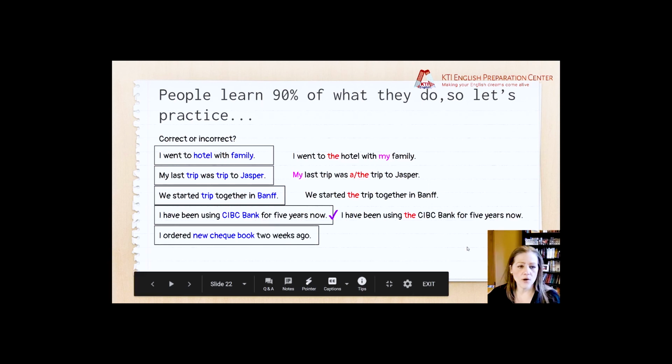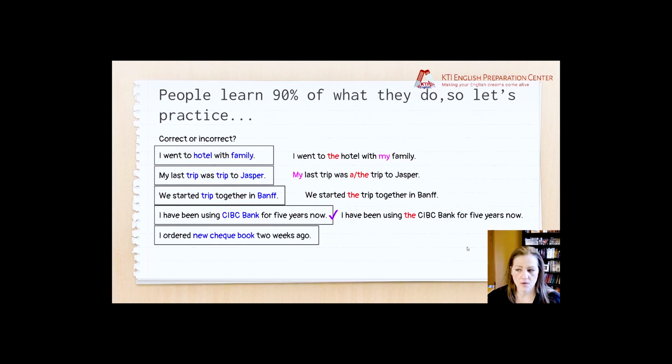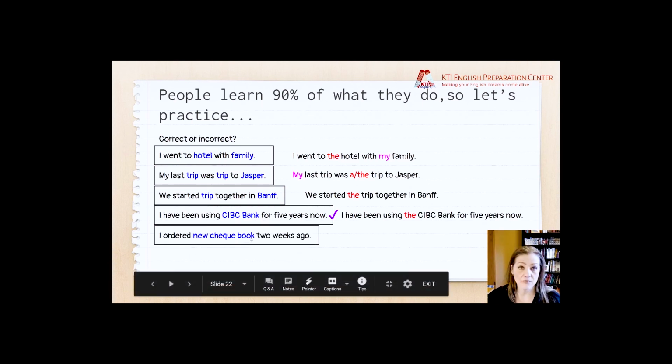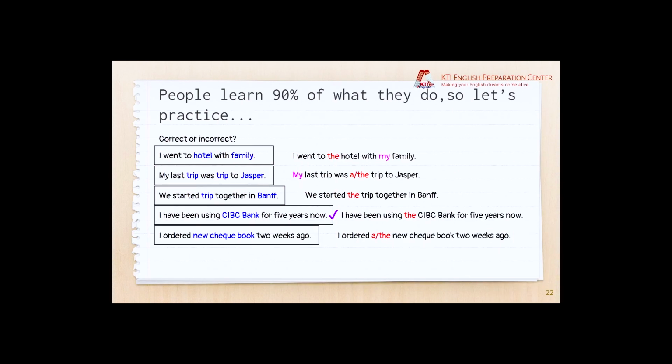Next one. I ordered new checkbook 2 weeks ago. So new checkbook is our noun phrase here. Book is the noun. It's not plural. Book means one. So new checkbook 2 weeks ago. We have to say, I ordered a new checkbook 2 weeks ago, or I ordered the new checkbook 2 weeks ago. It depends on if you're talking to your bank saying, I haven't got my checkbook, I ordered it 2 weeks ago. It's the new checkbook.